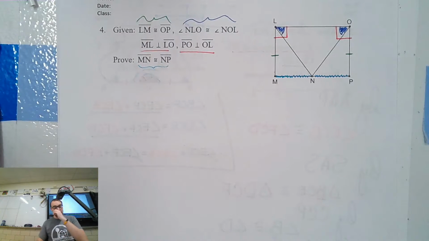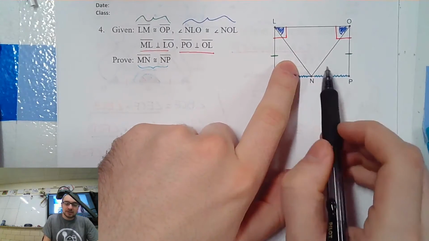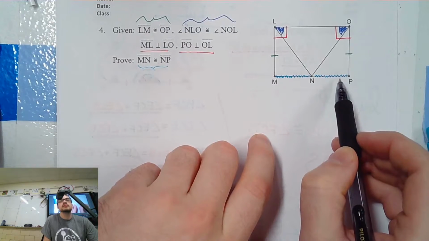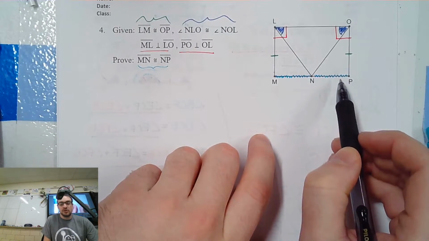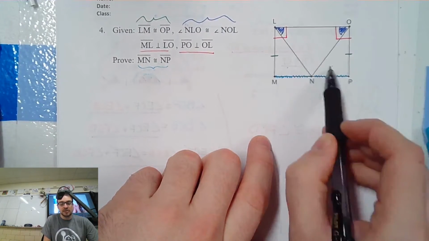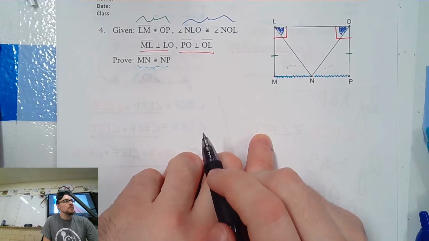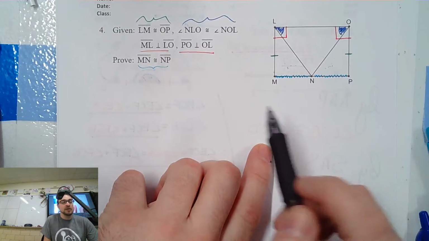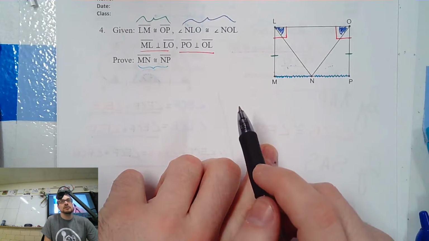Cool. So here's my game plan. What I'm going to try and do is prove these two triangles congruent, because if they're congruent, then their parts are congruent, and I win. So I need to get as much information about these two triangles as possible. Right now, all we have is a side. If we could figure out a little bit more, that would be great.